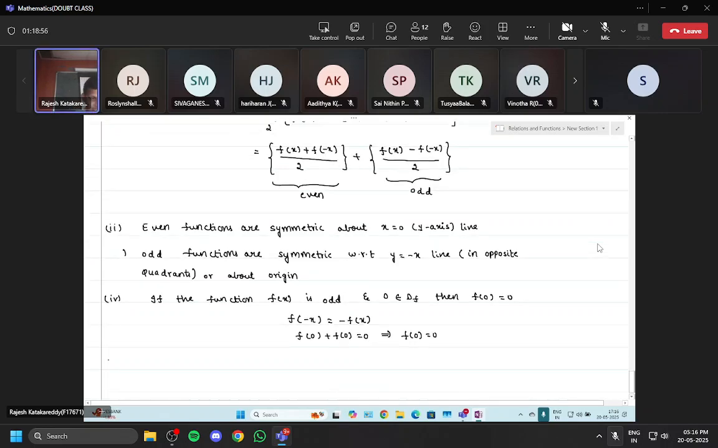So next, about f of x equal to 0: it is the only function, you can call this one the 0 function, which is both even and odd.